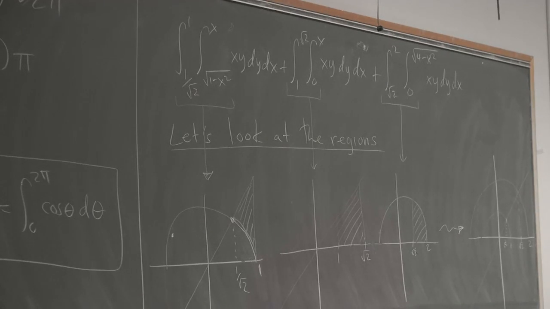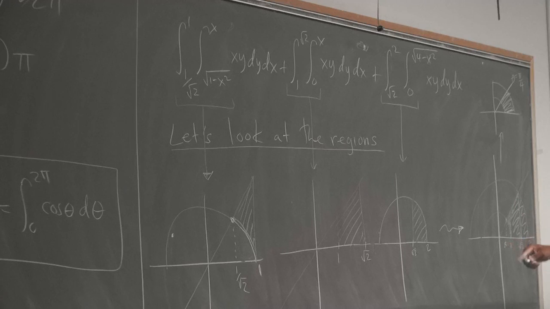So the first integral says that we should integrate where? The first integral said integrate this part. Then the second integral says integrate this part. Then the last integral says integrate this part. At the end of the day, your region of integration is just this. What's the angle here? Half of 90 degrees, right?